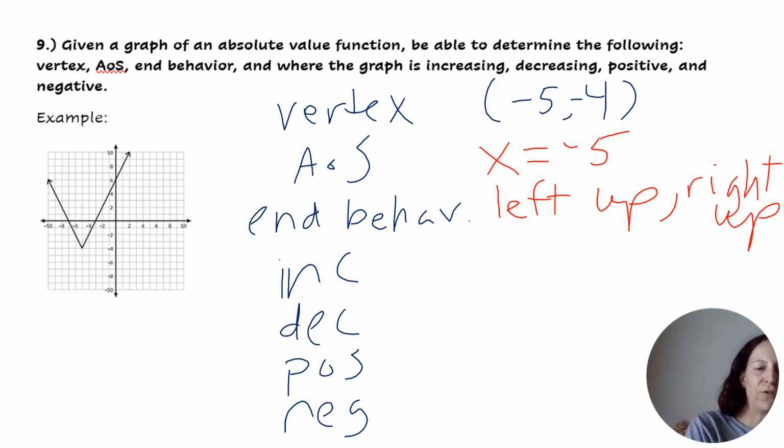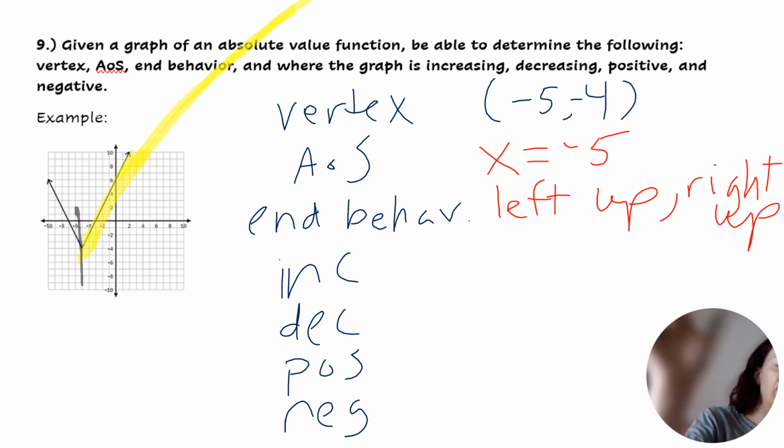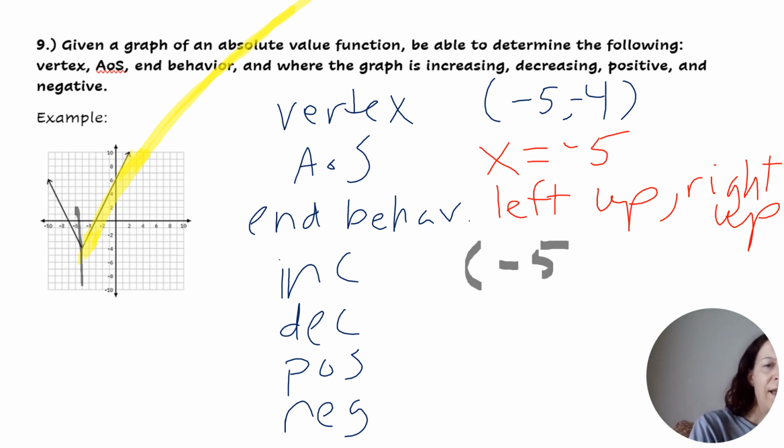Now, for your increasing, that is where the graph is going up from left to right, but you always name it with your x coordinates. So you want to find the x coordinate where it starts going up and then the x coordinate where it stops going up. But here's the deal. It never stops going up. It's going to keep going forever and ever. So it starts going up at the -5 and it keeps going up forever.